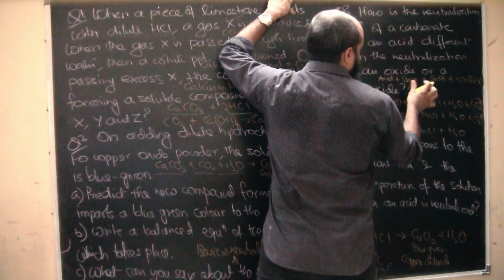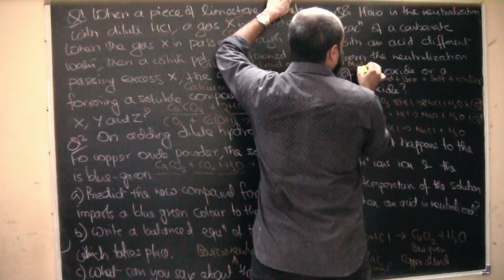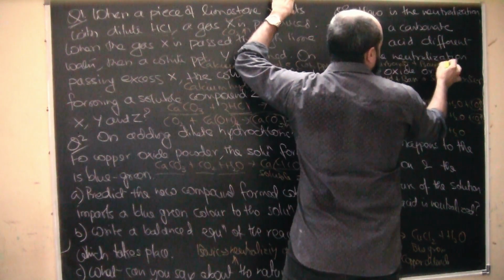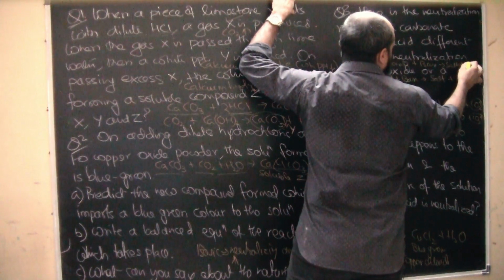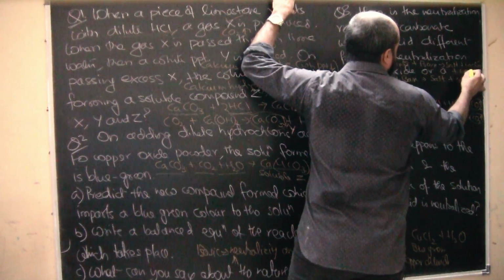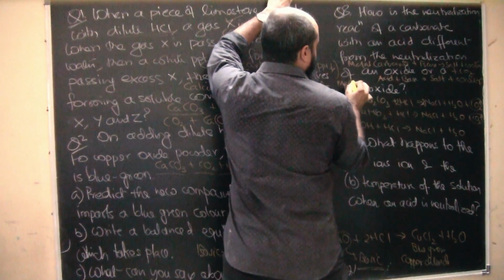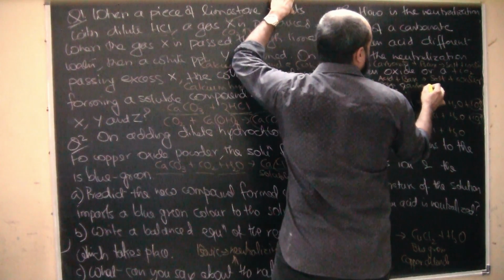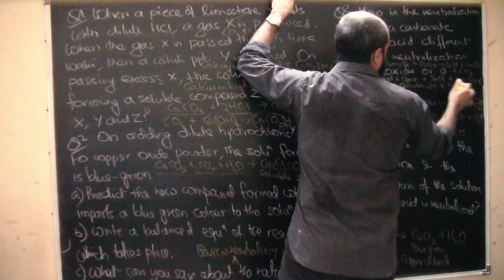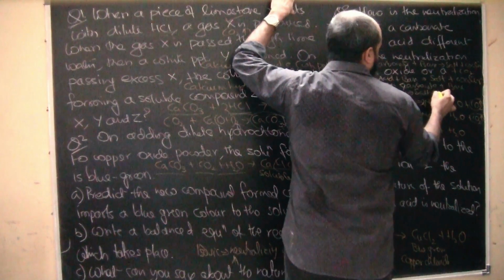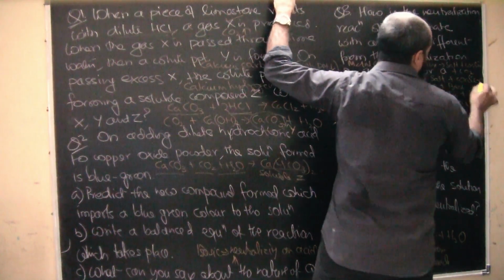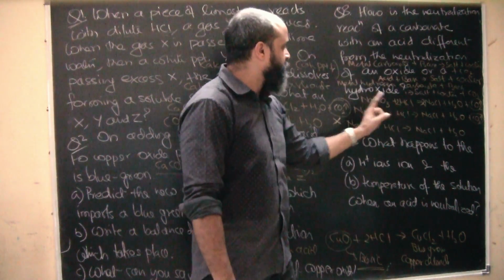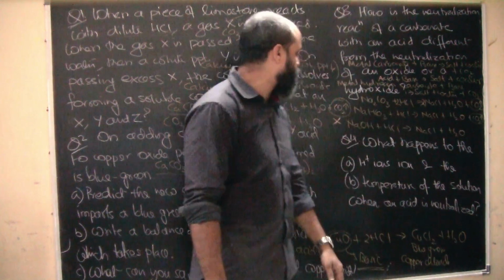However, metal carbonate plus acid will give salt plus water plus carbon dioxide. Again, metal hydrogen carbonate plus acid is going to give you salt plus water plus carbon dioxide. So metal carbonate is going to give you salt plus water plus carbon dioxide. Metal hydrogen carbonate is going to give you salt plus water plus carbon dioxide.